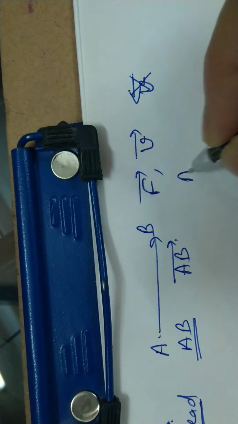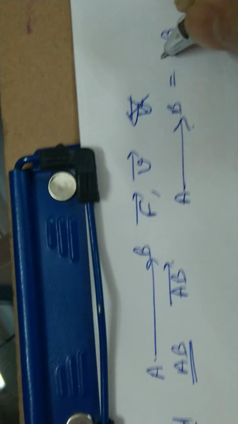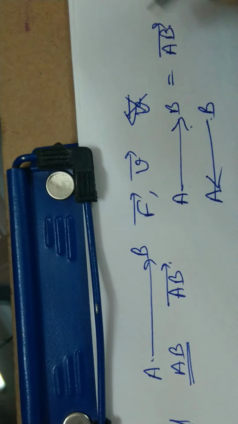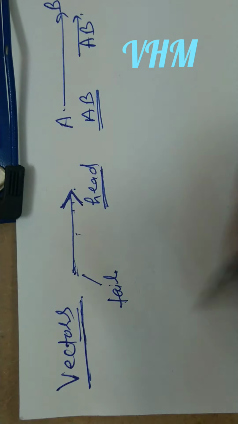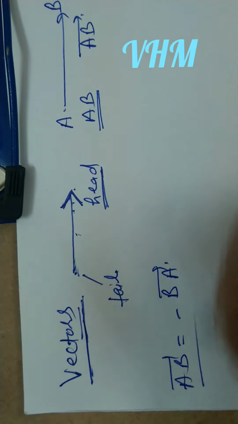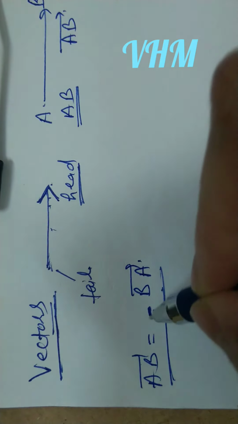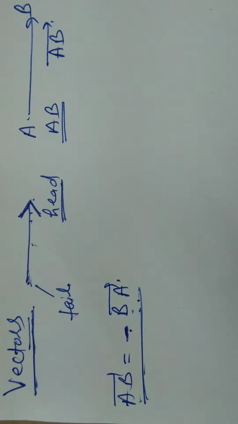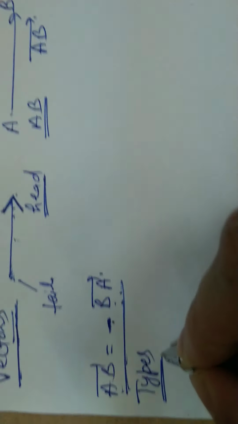If we say AB, this is the AB vector, and if we say B to A, this is the BA vector. The AB vector is the negative of the BA vector, and this negative sign represents the opposite direction, meaning these two are in opposite directions. Then after this we have the types of vectors.